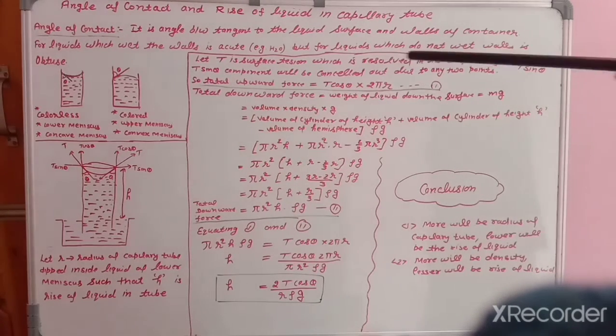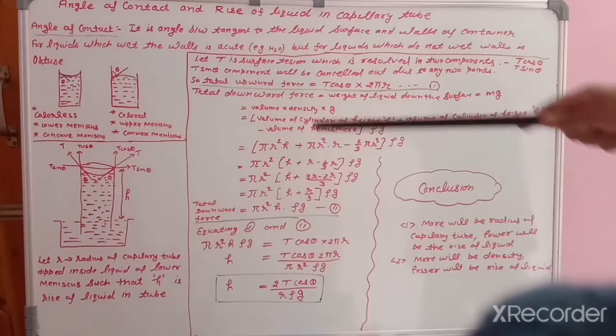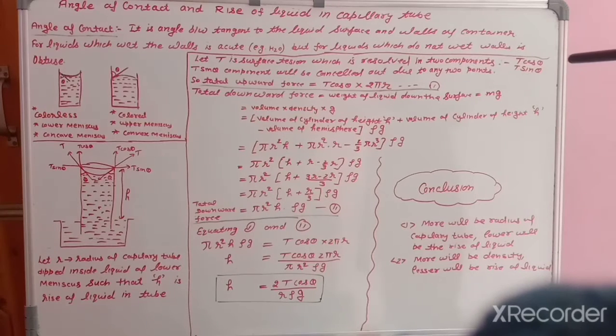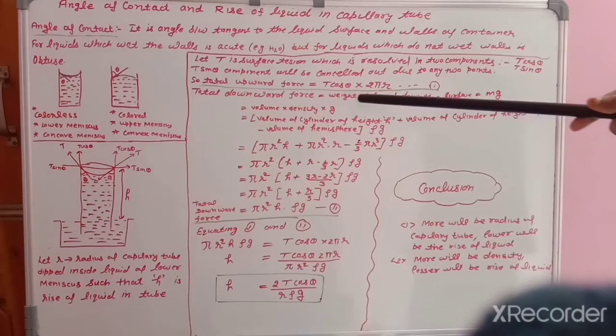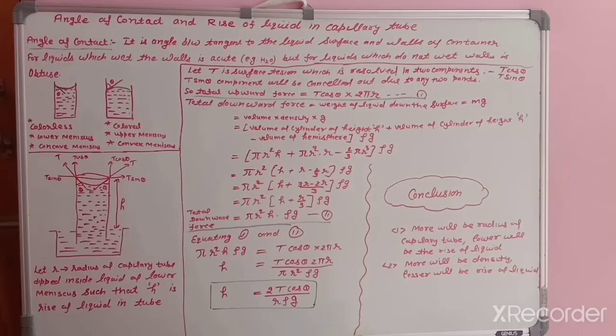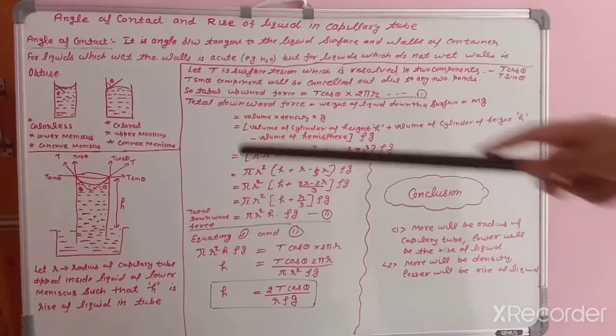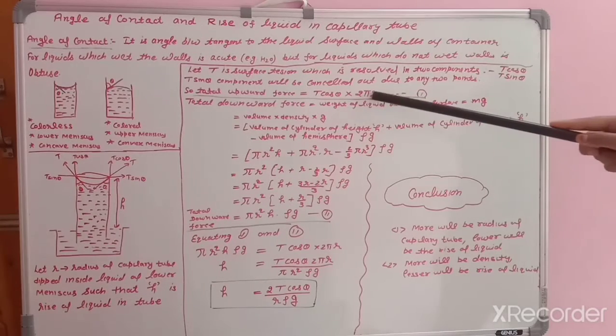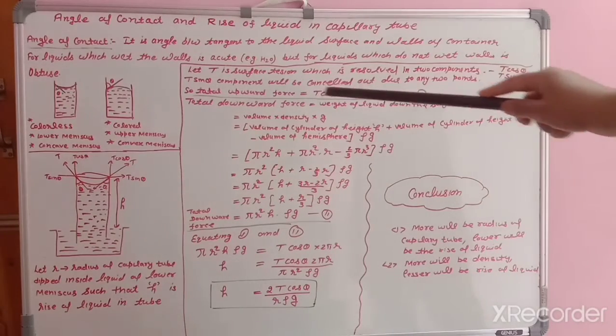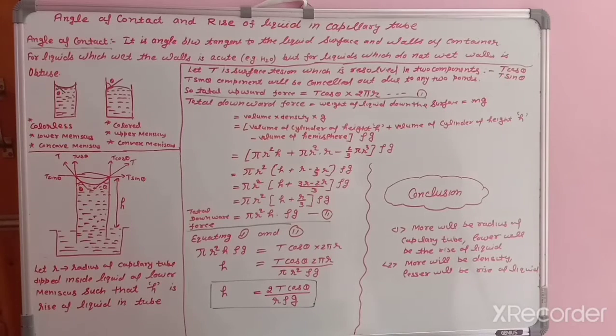Let T be the surface tension. I just now told you that it is resolved into two components, T cos theta and T sin theta. The T sin theta component will be cancelled out due to any two points because its direction is opposite. So what will be the total upward force? Students, you know that surface tension is equal to force per unit length, so force will be equal to surface tension into length. Surface tension is T cos theta and length is the total length of this surface, that is 2 pi r, the circumference. So students, this is the total upward force. Give it equation number 1.